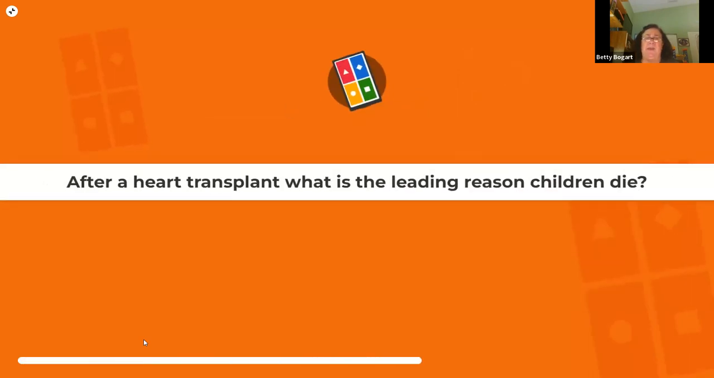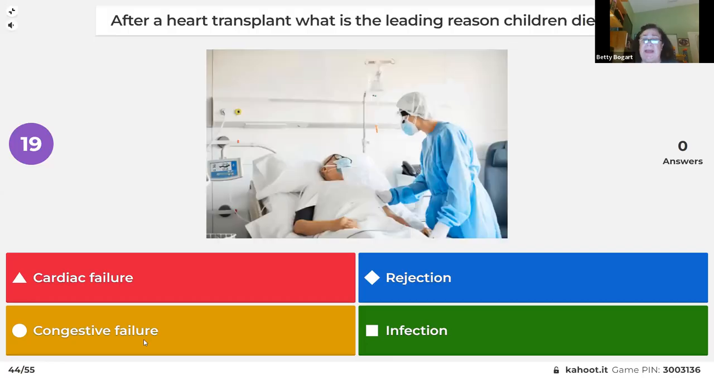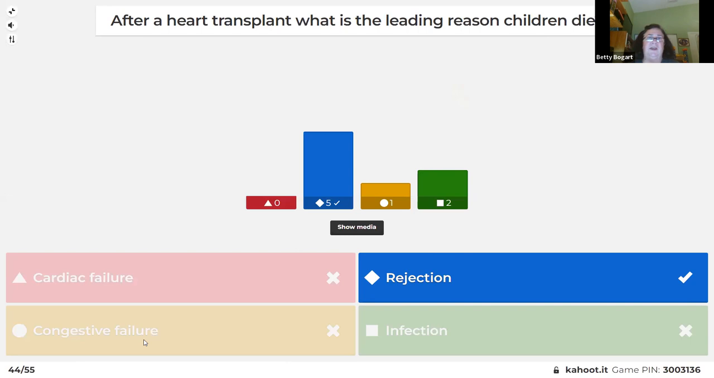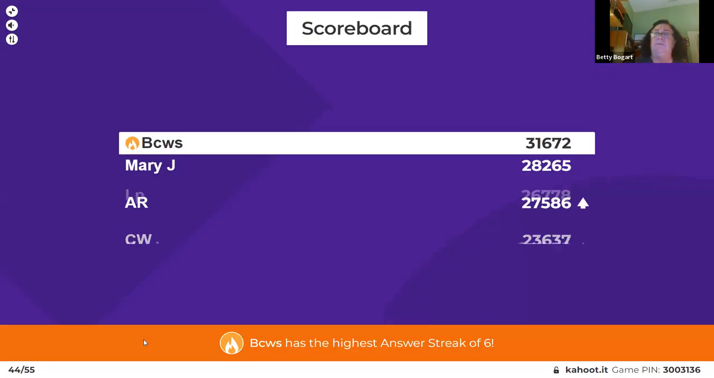After a heart transplant, what is the leading reason children die? When you talk about any transplant, the leading reason is rejection. So it's not infection, it's rejection.